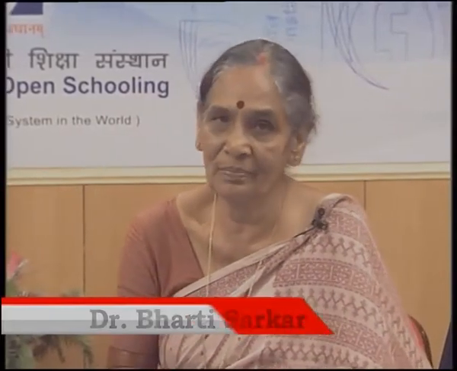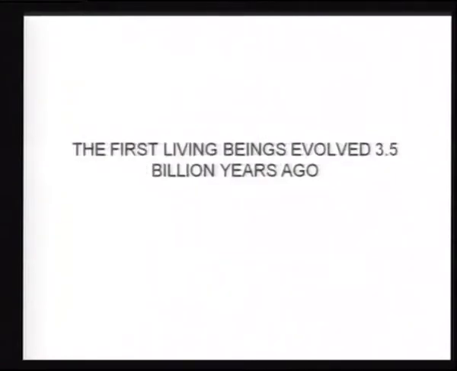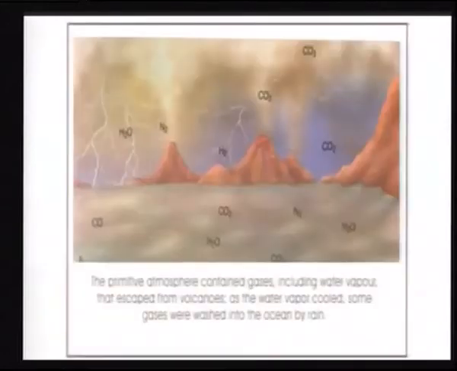It is now a very well-known fact that Earth came into existence way back 4.5 billion years ago as part of our solar system. And life first originated 3.5 billion years ago. This picture on the monitor shows what the primitive atmosphere was like on Earth.